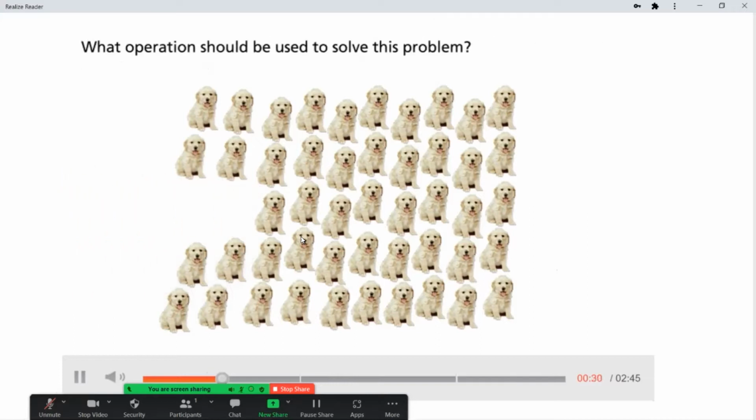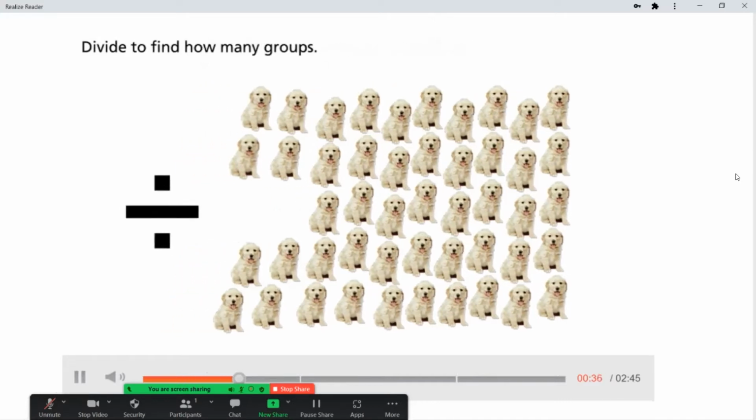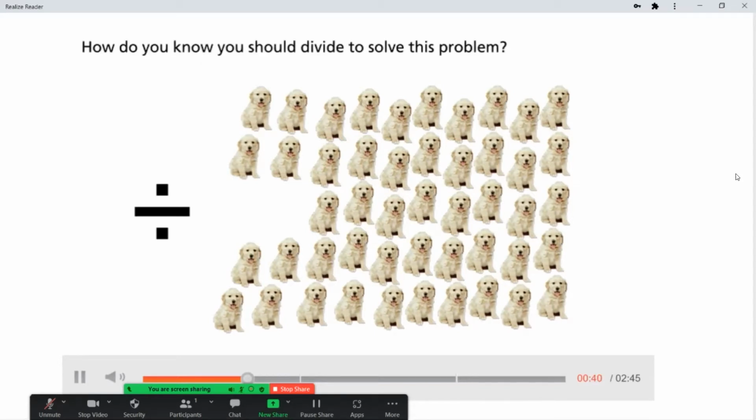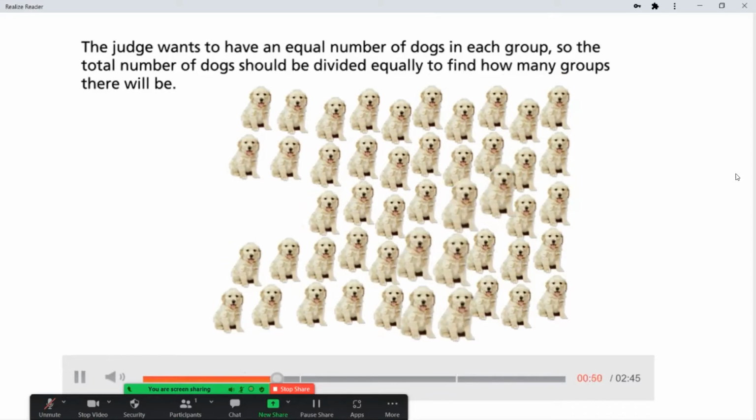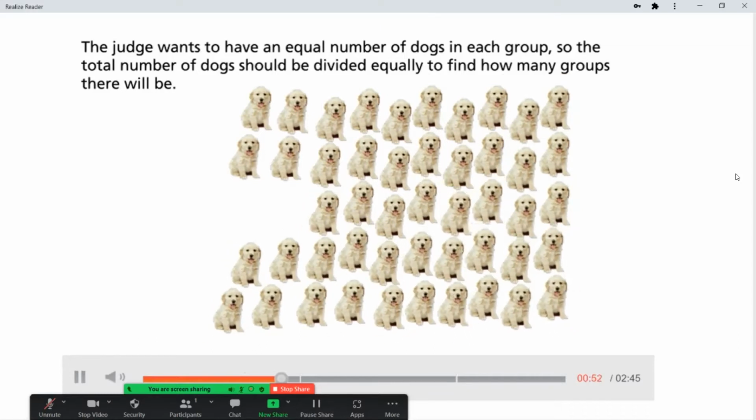What operation should be used to solve this problem? Divide to find how many groups. How do you know you should divide to solve this problem? The judge wants to have an equal number of dogs in each group, so the total number of dogs should be divided equally to find how many groups there will be.